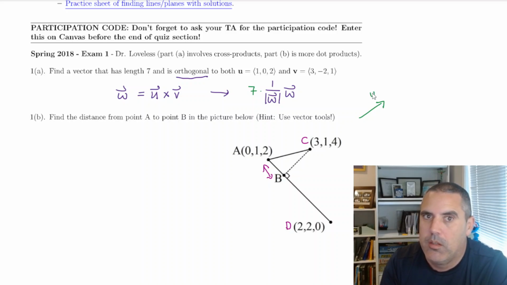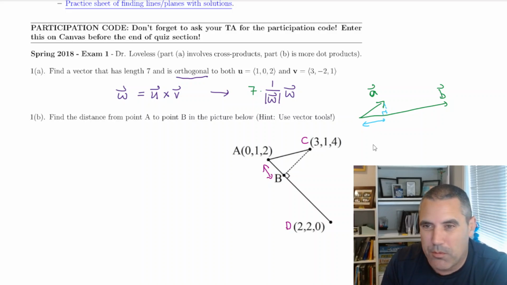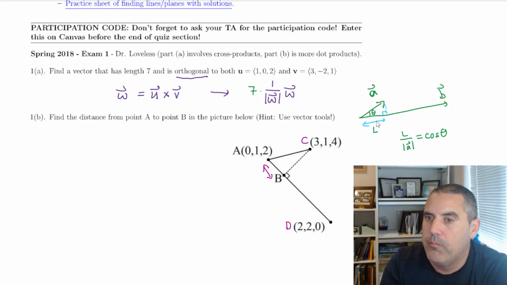So let's recap. If this is a vector A and this is a vector B, and I want to know this length from here to here, which is the projection. It's the length you get if you form this little right triangle. And if you want the brief recap, it goes really fast. If this is the length we want, the basic observation is that that length divided by the magnitude of A has to be the cosine of the angle between them. That's where this all came from. And that meant that L is the magnitude of A times cosine of theta.